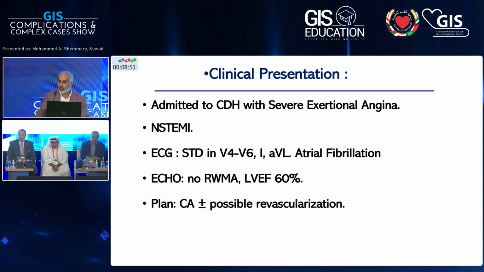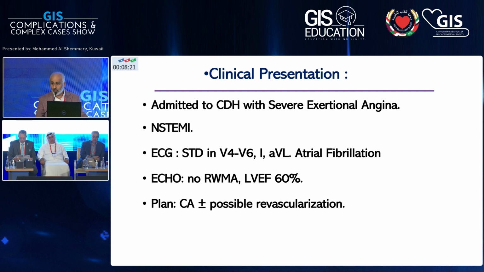She was admitted to the chest diseases hospital with severe exertional angina, treated as a non-ST elevation acute coronary syndrome, having a high sensitivity troponin of around 200. She had ECG changes in the form of ST depression in leads V4 to V6, 1 and AVL, with a baseline rhythm of atrial fibrillation. Her echocardiogram showed no obvious regional wall motion abnormality. Her LV ejection fraction was normal.